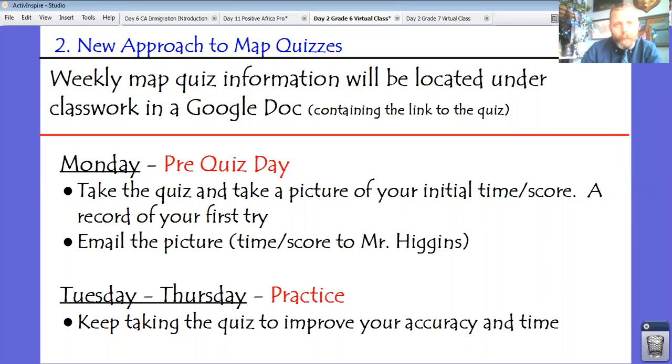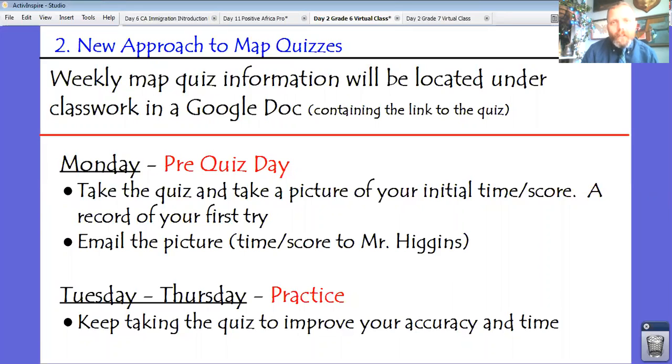So this is how the map quizzes are going to work. We're going to start with Monday, today. Today, you're going to take the quiz for the first time and just send me your initial score, okay? You're also going to fill that out on the Google Doc, and you'll be able to see that when you open up the doc. There's a spot for Monday pretest, your first attempt. This is just your first try.